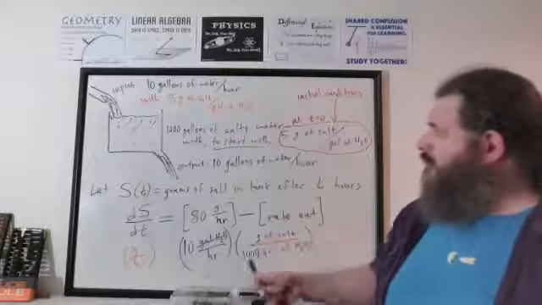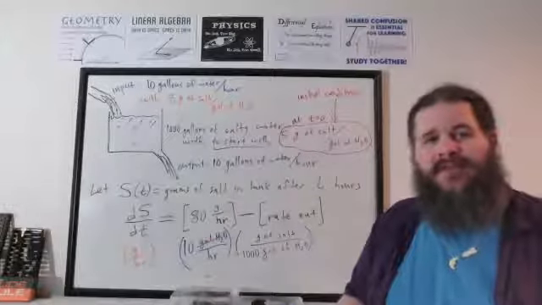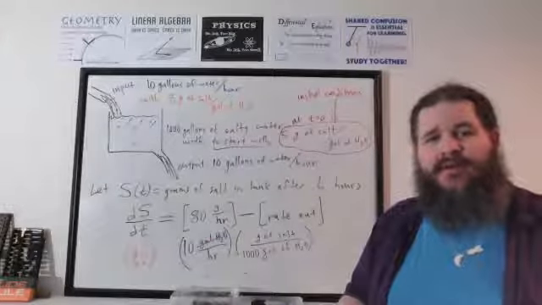As for grams of salt, we don't know how much salt is in the tank at any time, but what are we using to name that? What's the name we've already assigned to salt in the tank right now?